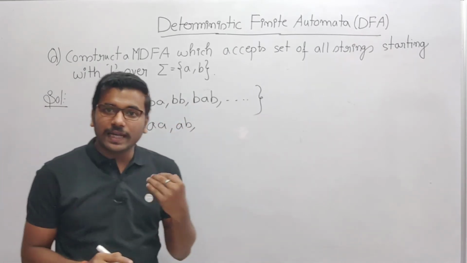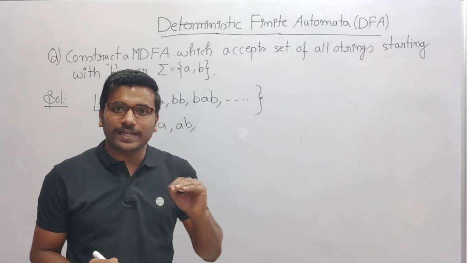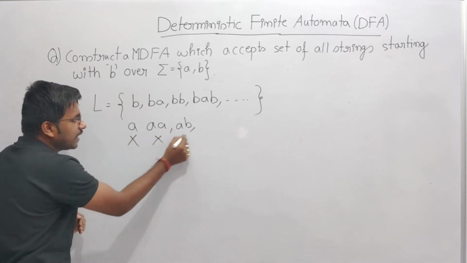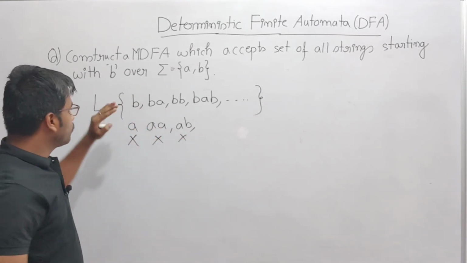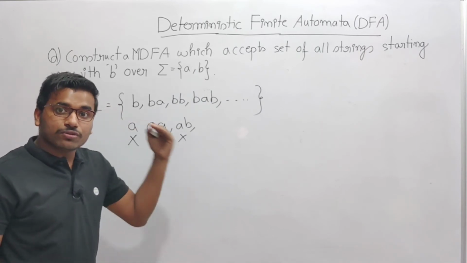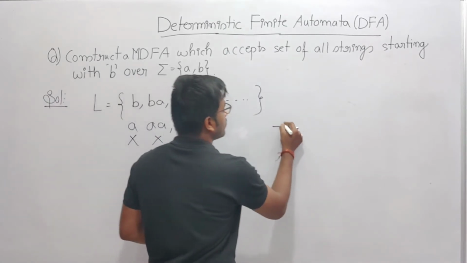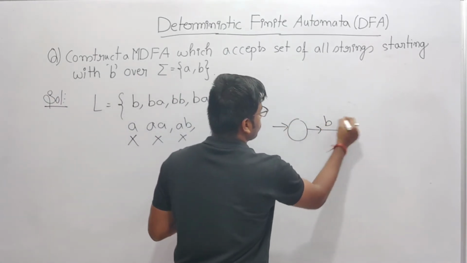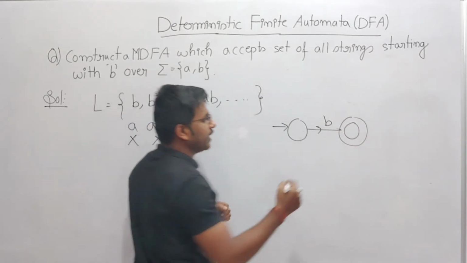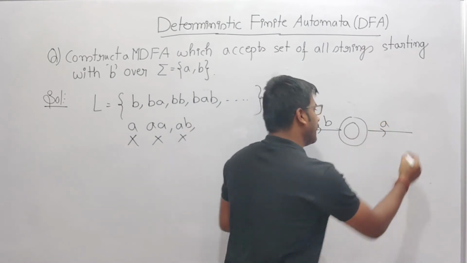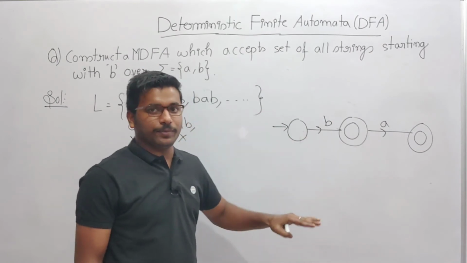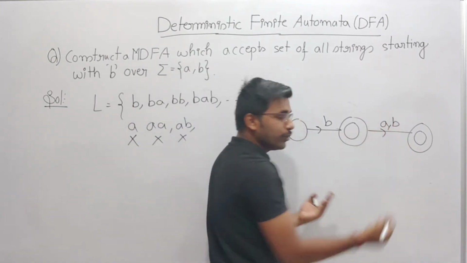Whenever we are constructing a DFA, we have to take care that it should accept only the strings that belong to this language, and it should reject the strings that do not belong to this language. So if this is a machine, by getting B I am going there. I am accepting because B belongs to this language. Now if I am getting A, again I have to accept it because in the beginning I got B. After that, whatever will come, I have to accept it. If again I am getting B, I have to accept it.